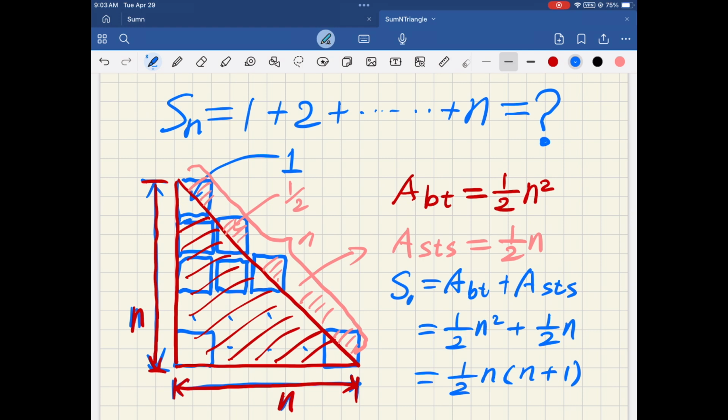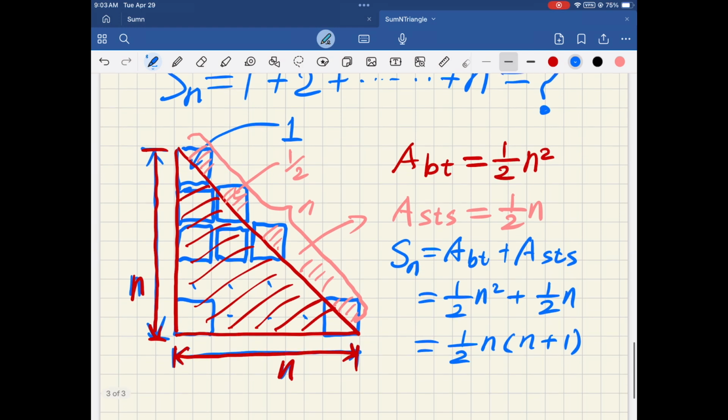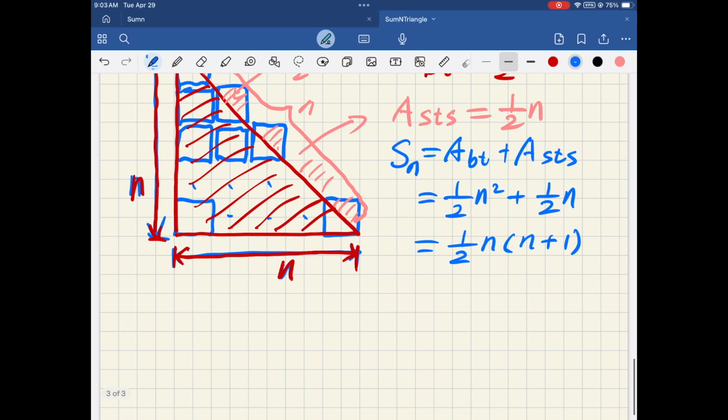And there you have it. Using this geometric picture of squares, a big triangle, and little triangles, we've successfully derived the formula for the sum of the first n natural numbers.